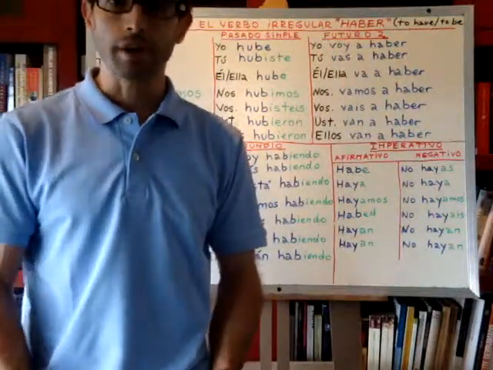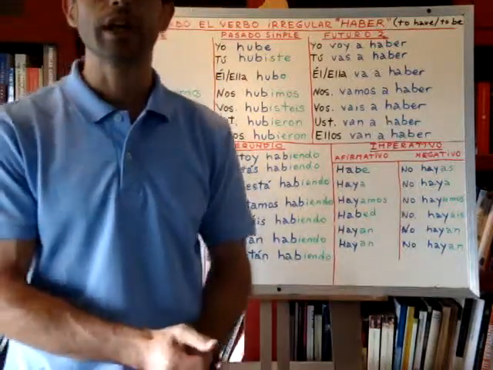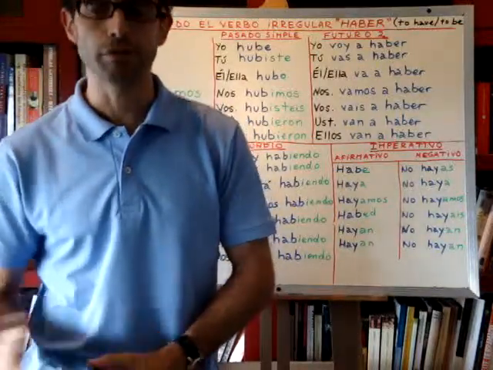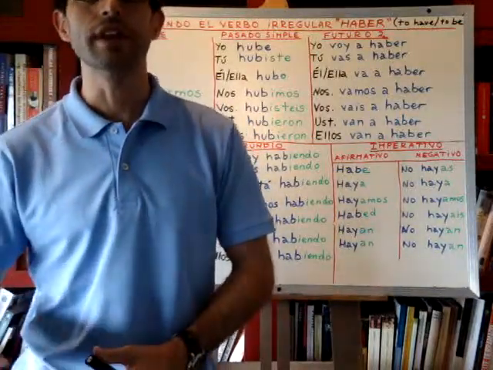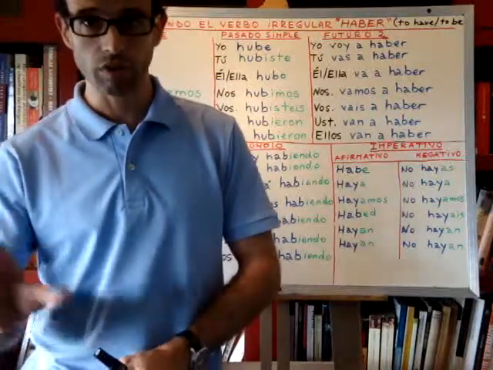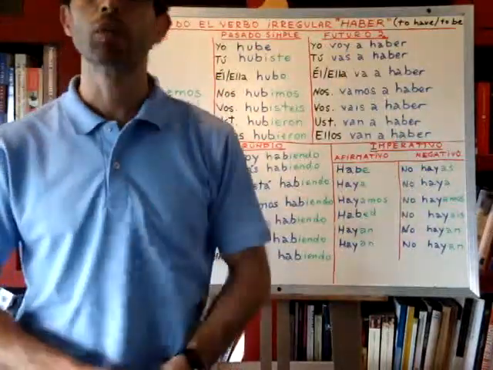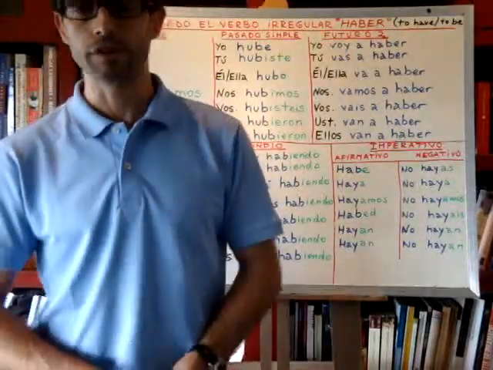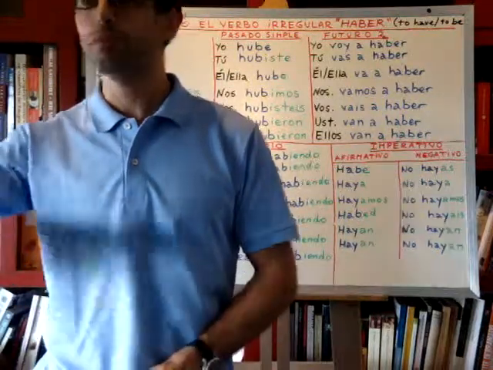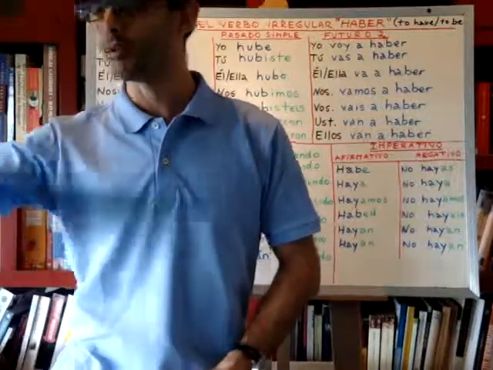But the verb haber also has another function, and in that sense it corresponds to the English verb to be. For example, when we say there is something, okay, there is, we are using the verb to be, right? In Spanish we use this verb, haber. We say hay. For example, there is a blue dog outside, okay? Hay un perro azul afuera.